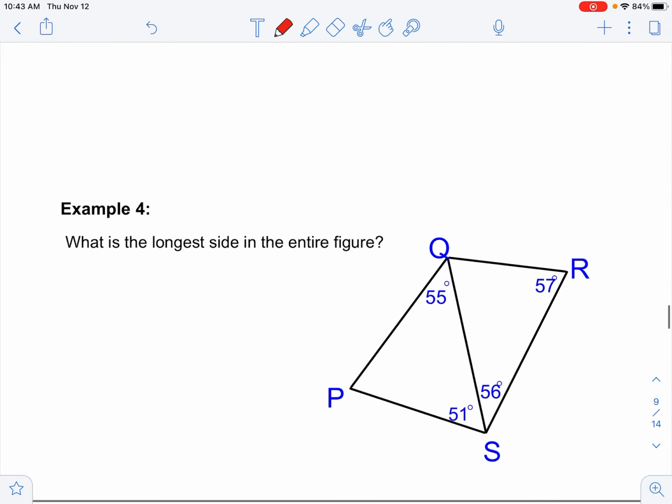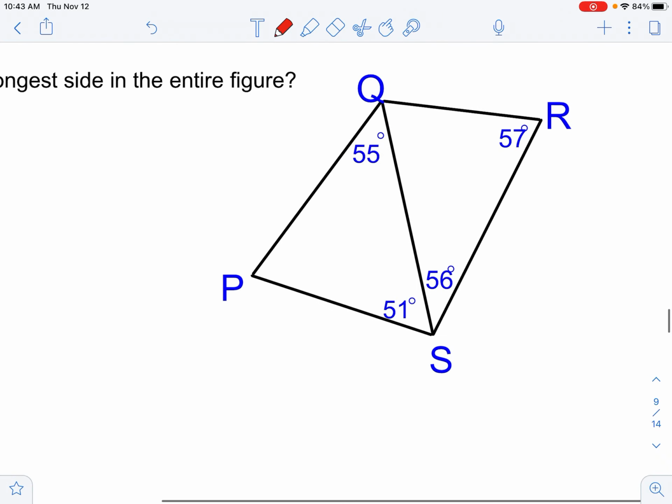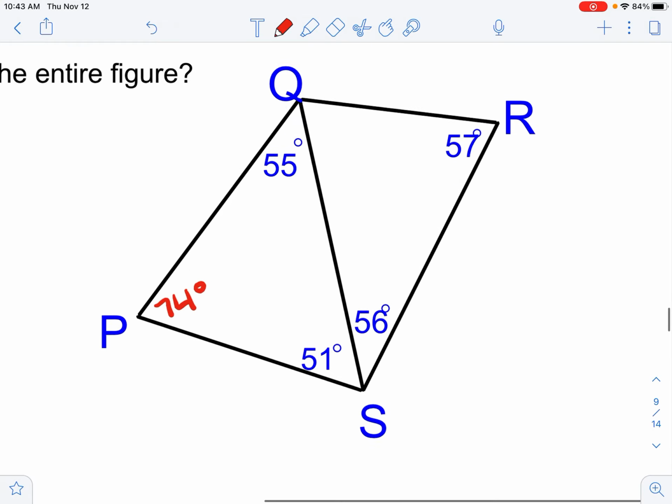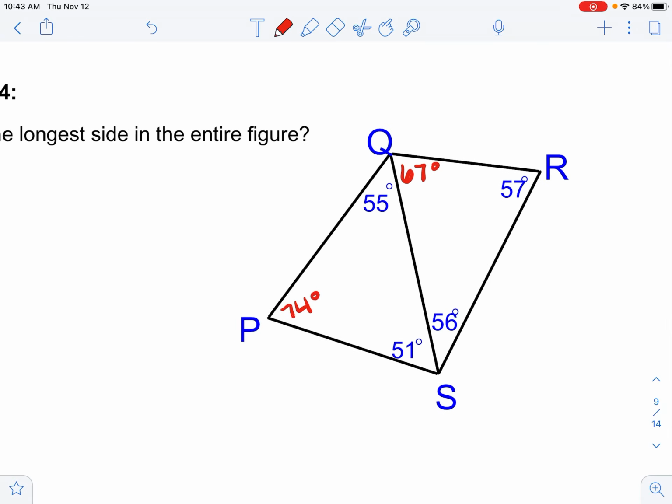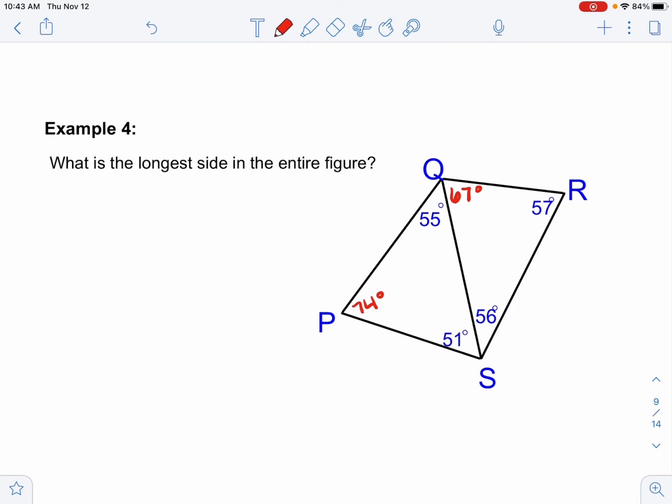All right, let's try one, see if we can do it. First, I'm going to fill in my missing angles. So I'm going to do 55 plus 51, which is 106. 180 minus 106 is 74 degrees. Next one, 56 plus 57 is 113. 180 minus 113 is 67. Okay. So now, if you look, it says, what's the longest side in the entire figure? I could have asked for shortest, but I asked for longest.